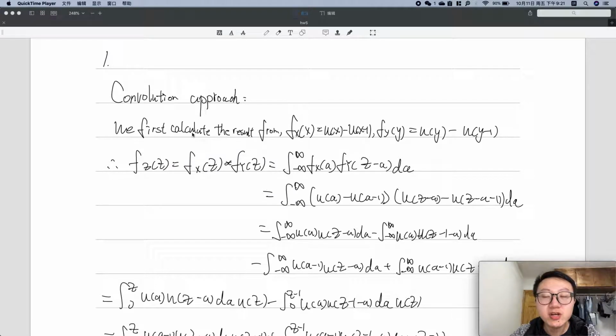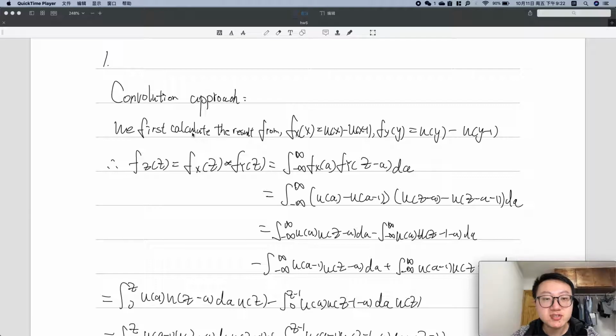I'm here to finish the radio question in homework 5. So let's get started from question 1. Question 1 is: X and Y are independent, and we know the probability density function of each of them, and we know the function between X and Y. The question is to find the probability density function of Z by two methods.